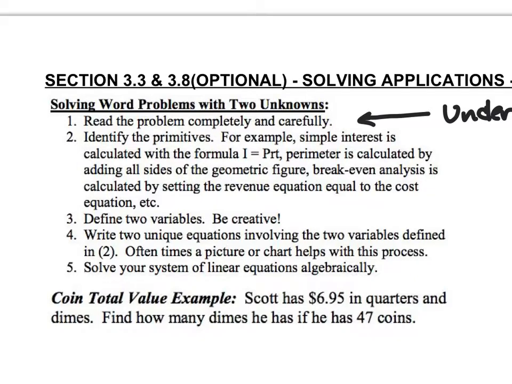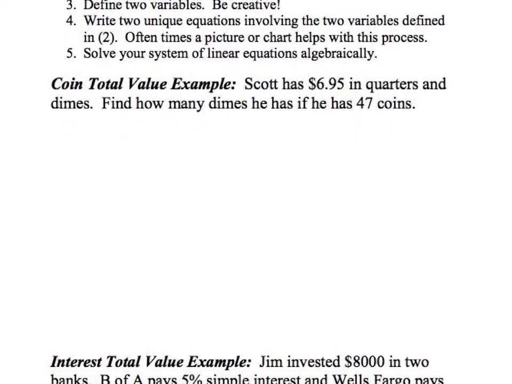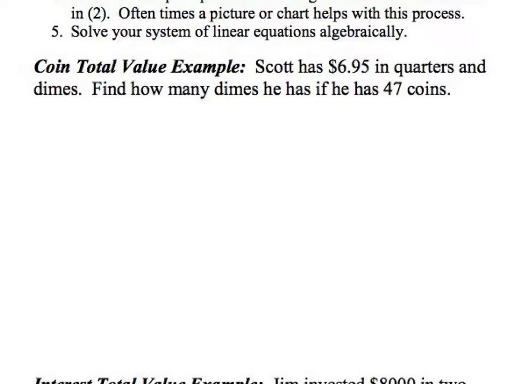So let's take a look at this first one, the coin total value example. Our friend Scott has $6.95 in quarters and dimes. So he's got this jar of quarters and dimes, and if you add all that money up, you get $6.95. We want to find how many dimes he has if he has 47 coins. So let's do this.